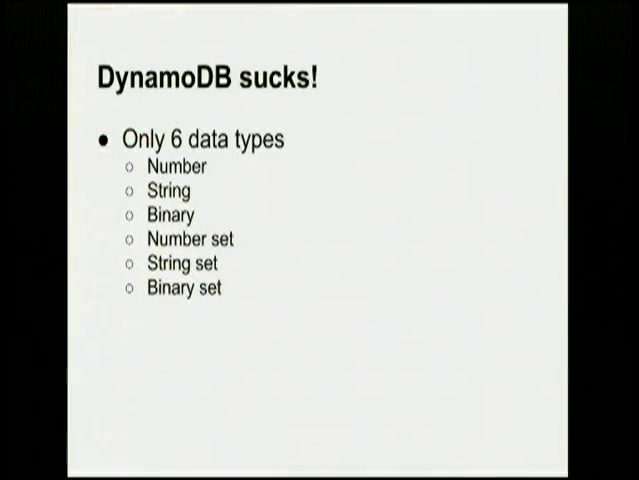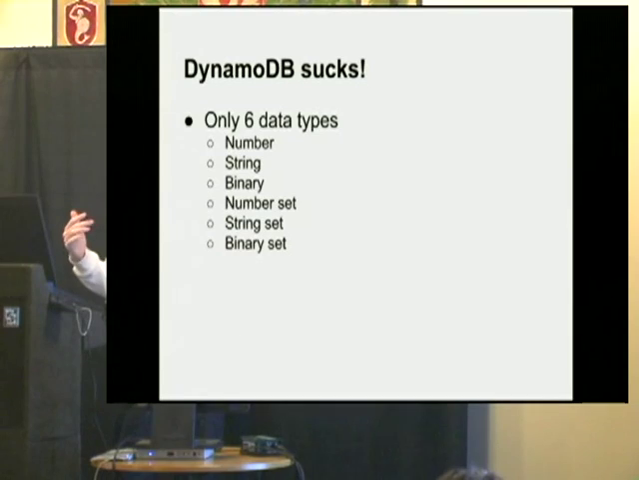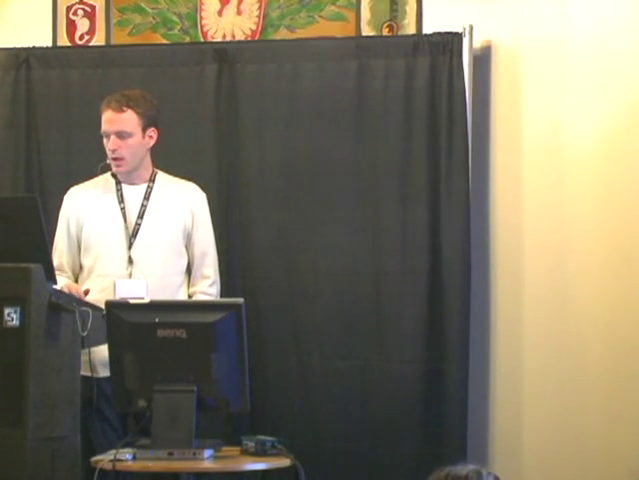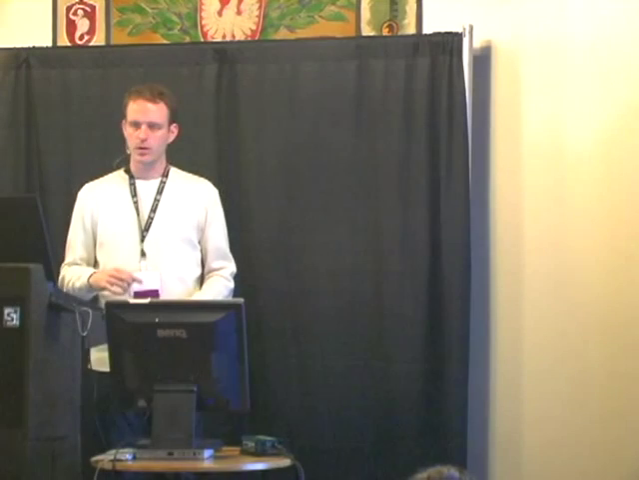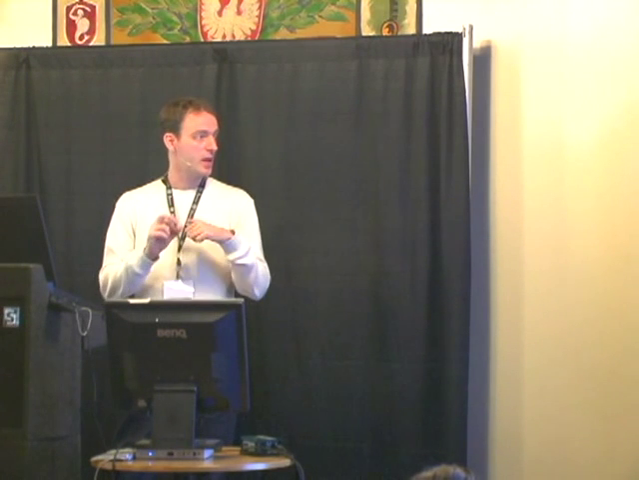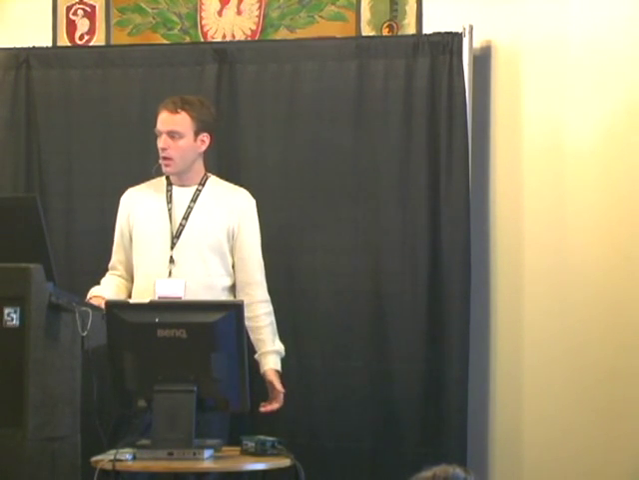attributes in items can only be of 6 data types: number, string, which is actually a Unicode string, so that's pretty cool, binary blob, number set, string set, or binary set. That's it. Nothing else is supported. So those are sets, not lists. There is no nesting supported. You can't have sets of sets or whatever else.